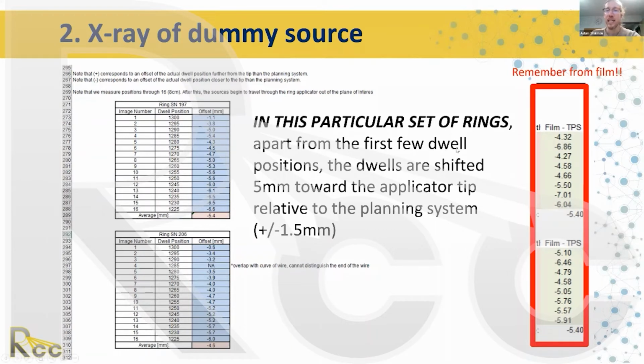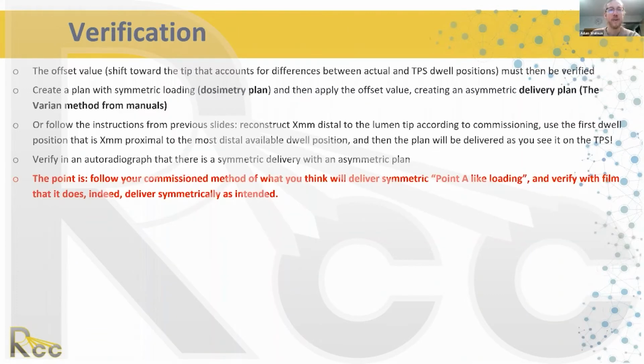So in this particular set of rings, apart from the first few dwell positions, where we had only 1 millimeter difference or half a millimeter difference, the dwell positions are shifted 5 millimeters towards the applicator tip relative to the planning system, plus or minus a millimeter. So verification is one of the most important steps. The whole commissioning process, as you can see, is a little bit complicated. So you always want to verify.